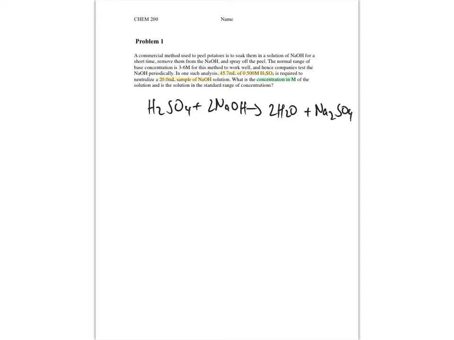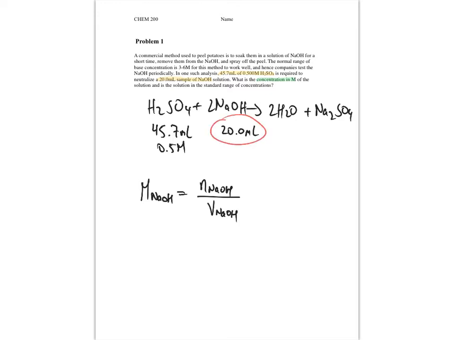Now, I like to collect terms that I know below the terms in the balanced chemical equation, so I know I needed 45.7 milliliters of 0.5 molar H2SO4, and I had a 20 milliliter sample of NaOH. Now, by definition, the molarity of NaOH is equal to the moles of NaOH divided by the volume of NaOH. Now, the volume of NaOH I already have. The question is, how do I get the moles of NaOH?